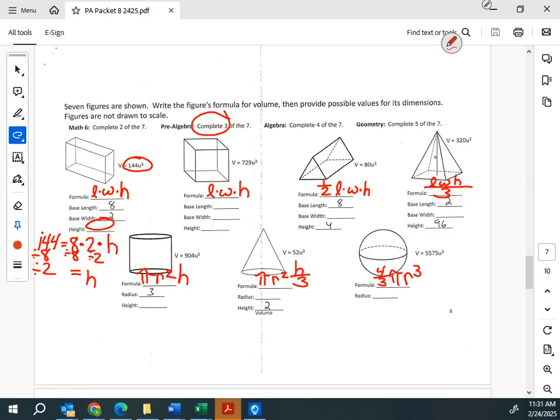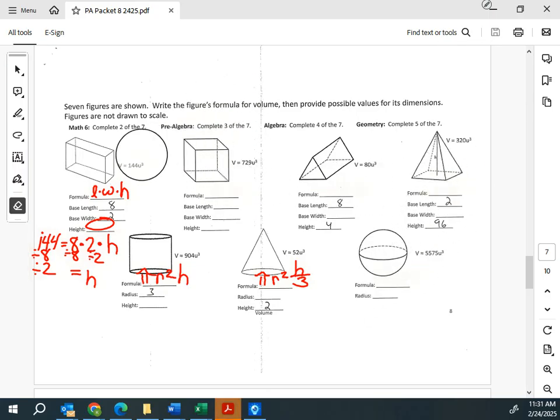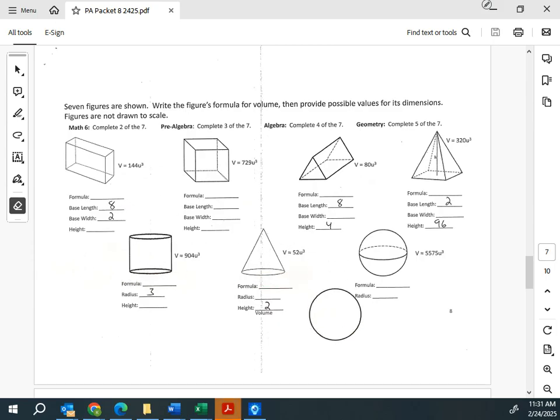You only have to do 3 of these, but you can definitely do more. Our next page, if you didn't get a chance to write all of these down, you can come back and watch the video later to write down those formulas.